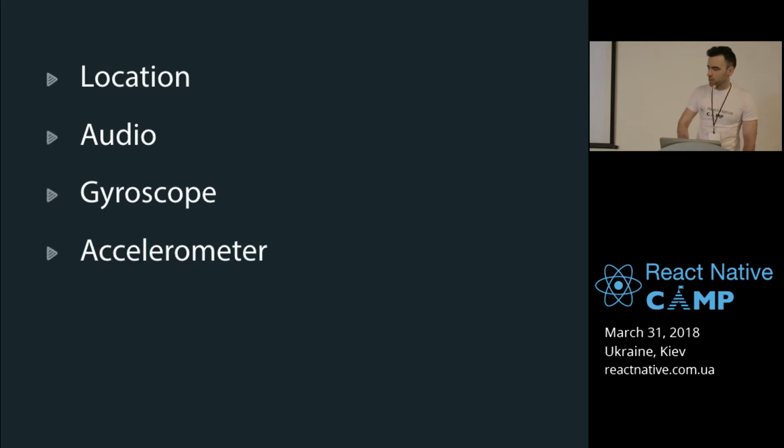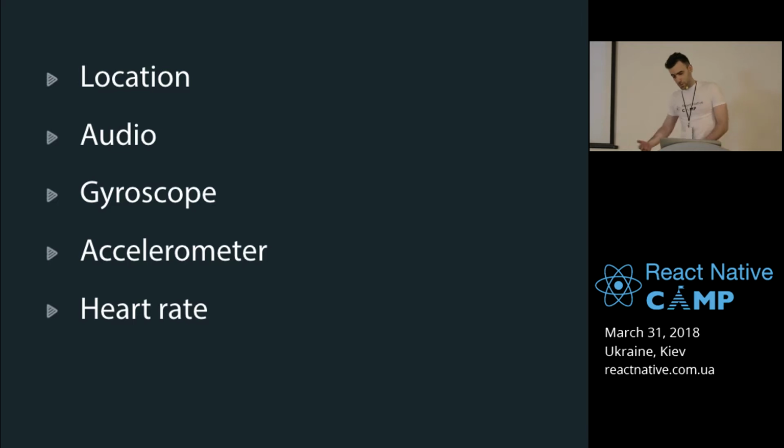We have gyroscope and accelerometer. Those are just some sensors. For example, you can detect some gestures if your phone is in the pocket. Even your heart rate, you can monitor that in the background. And if your heart stops, for example, we can call the police. And probably if your heart stops, you will not be able to open the app.